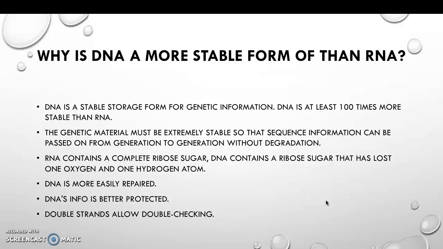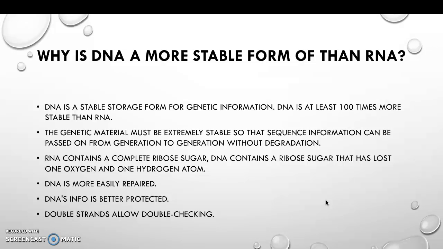The double strand also allows for double checking. When DNA is replicated, the new double-stranded DNA molecule contains one parent strand, which serves as the template for replication, and one daughter strand of newly synthesized DNA. If there is a base mismatch across the strands, as often happens after replication, the cell can identify the correct base from the parent DNA strand and repair it accordingly.